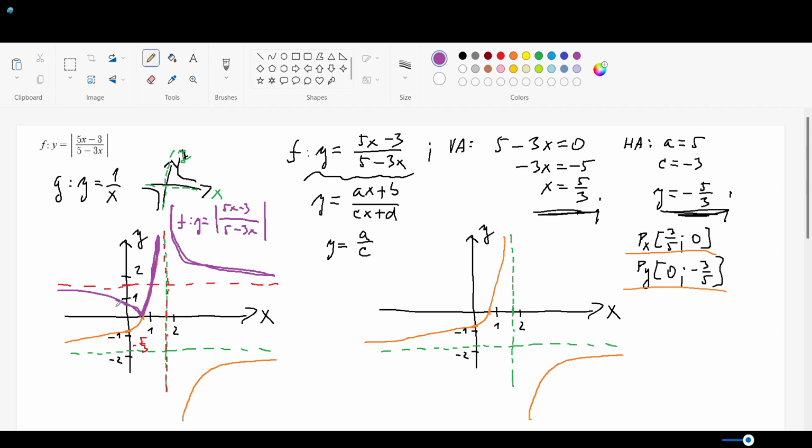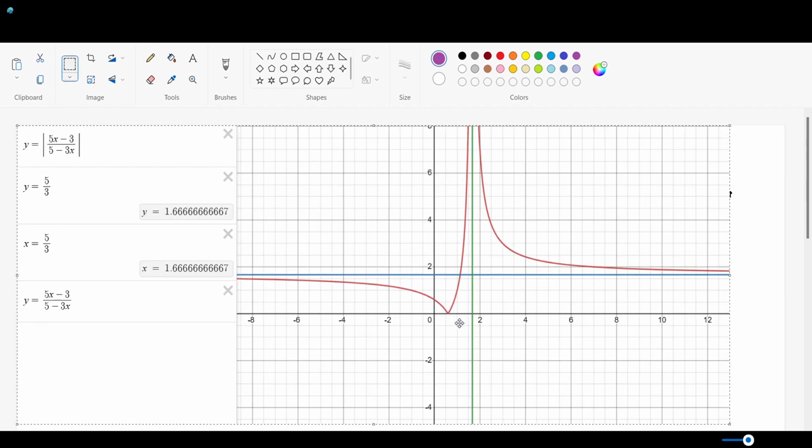Okay, and let's do the final check. I have already prepared the graph in our favorite tool, which is Desmos, and I'll just make a copy and paste of the graph so that you can really see we are right. Okay, so this is our result, and if you have a look at the result from Desmos, it's exactly the same thing.